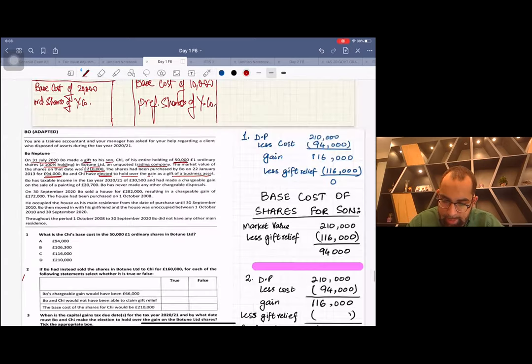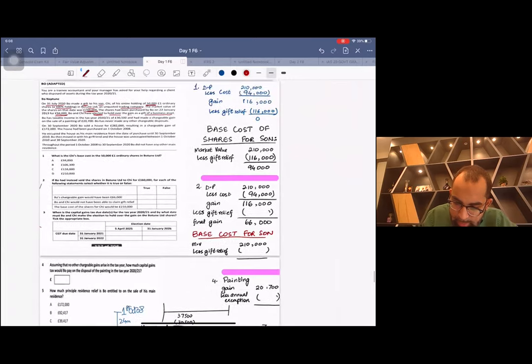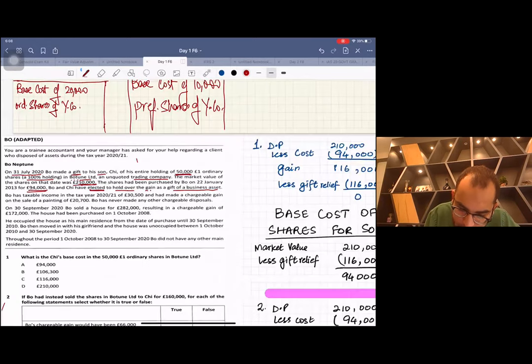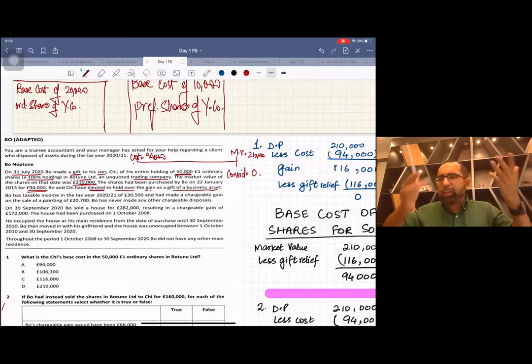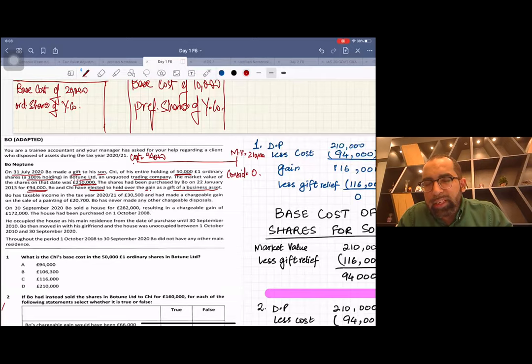And listen, the case: cost is how much? 94. Listen, and the market value is 210. Consideration is zero. In the first case, it's a pure gift. So now listen, whenever any chargeable asset is transferred from one person to another, gain is calculated. And for a connected person, market value is used as the disposal proceeds.